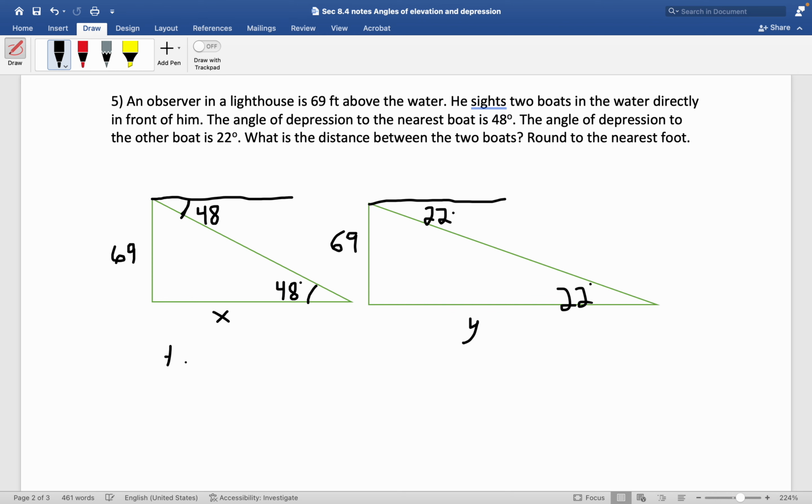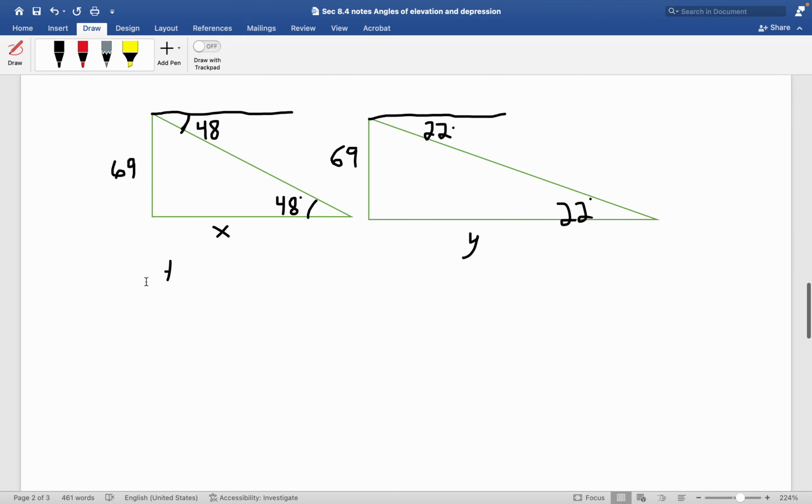So the tangent of 48 degrees would be 69 divided by x. And then what we would do to finish this is that x would equal 69 divided by the tangent of 48.